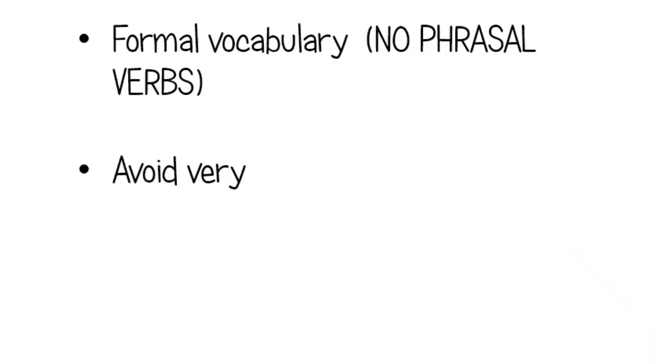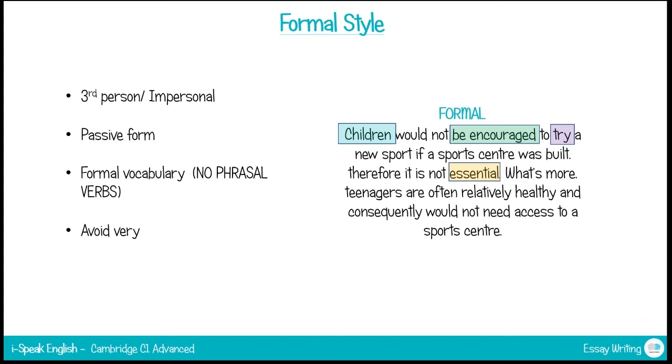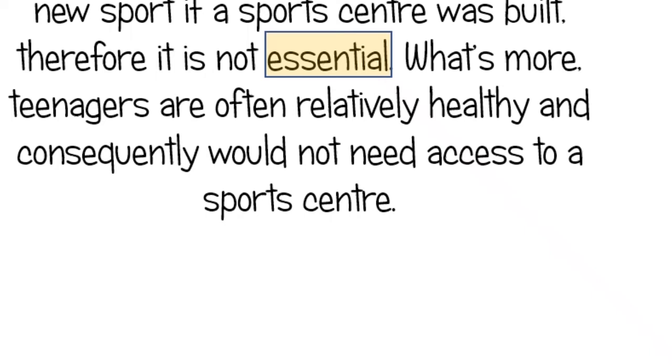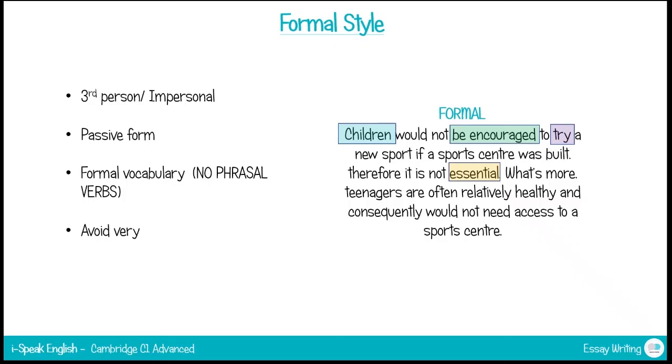Try to avoid very as well. In our informal example, we had the word very important. This is another tip I can give you for making your writing more concise. So at C1 level, you need to be able to write complex ideas in a very concise way and with as few words as possible. So this is one way you can cut down on your words. Instead of using very and an adjective, make that adjective an extreme form, and then you won't need to use very. So here we have essential instead of very important. It also makes it more formal.